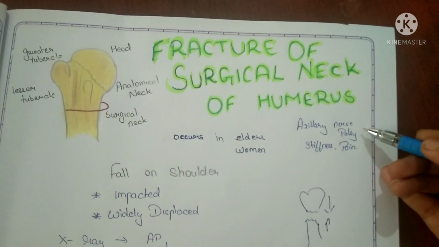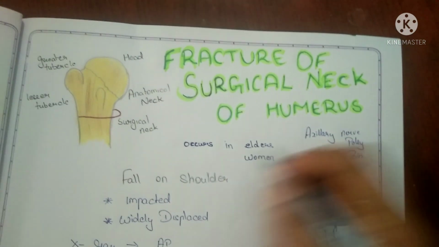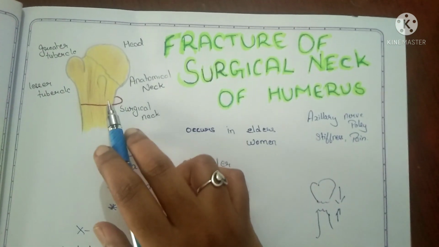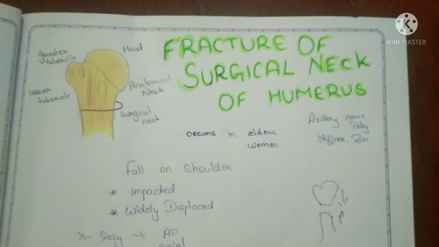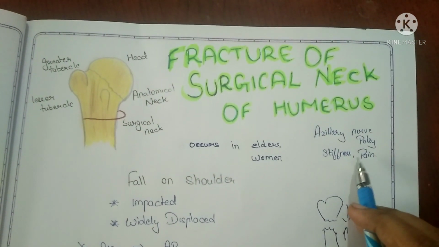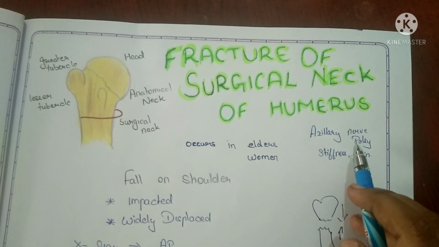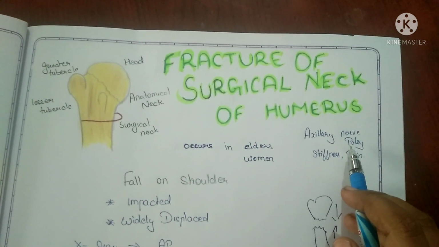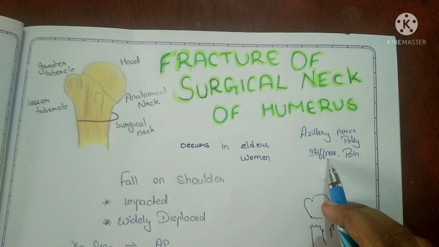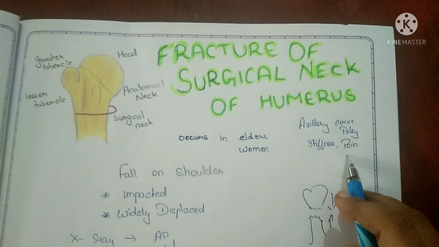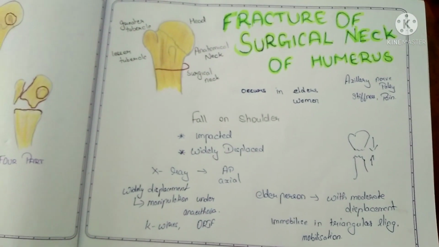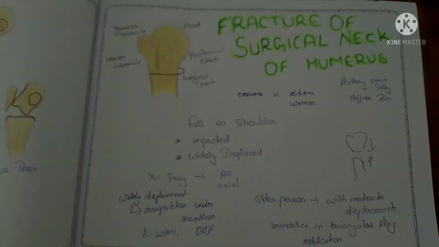Next we will see about the complication of this fracture. The axillary nerve will be paralyzed. What is the cause? It winds around the surgical neck of the humerus along with the posterior circumflex humeral artery. So due to the fracture, the axillary nerve will be paralyzed and there will be a great stiffness, and of course pain will be there in this fracture. So this is it about the fracture at the surgical neck of humerus.